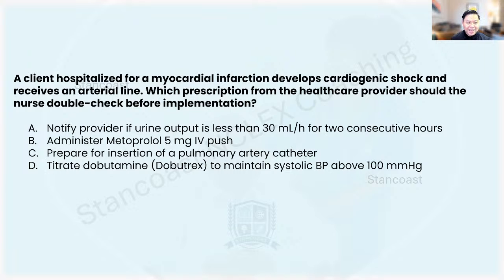Is it A, notify provider if urine output is less than 30 mLs an hour for 2 consecutive hours? Or is it B, administer metoprolol, 5 milligrams IV push? Or is it C, prepare for insertion of a pulmonary artery catheter? Or D, titrate dobutamine or Dobutrex to maintain systolic blood pressure above 100 mmHg?